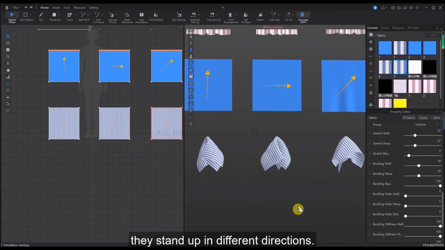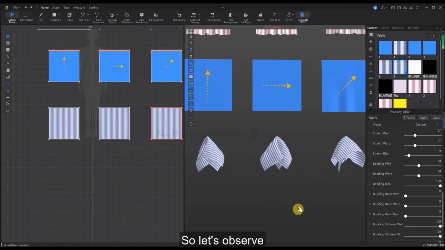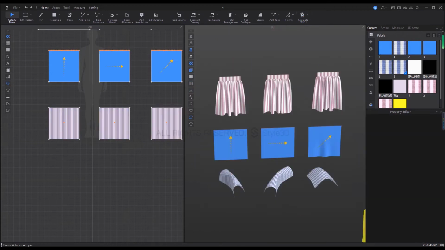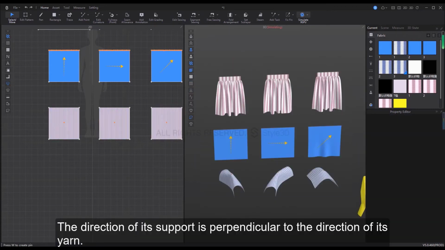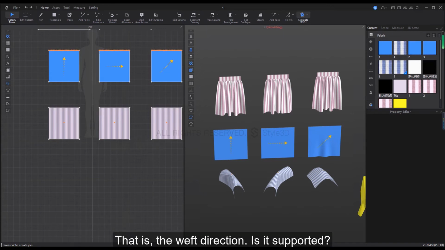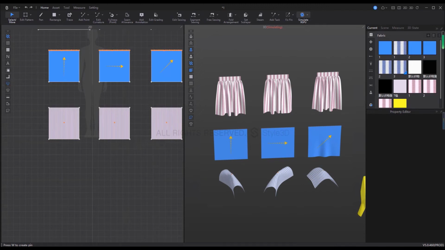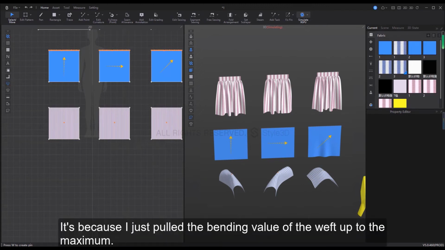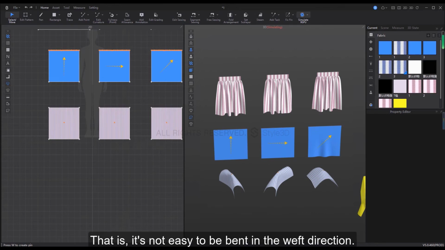They stand up in different directions, so let's observe. The first piece of fabric, the direction of its support is perpendicular to the direction of its yarn, that is, the weft direction. Is it supported? It's because I just pulled the bending value of the weft up to the maximum, that is, it's not easy to be bent in the weft direction, and the final performance is like this.